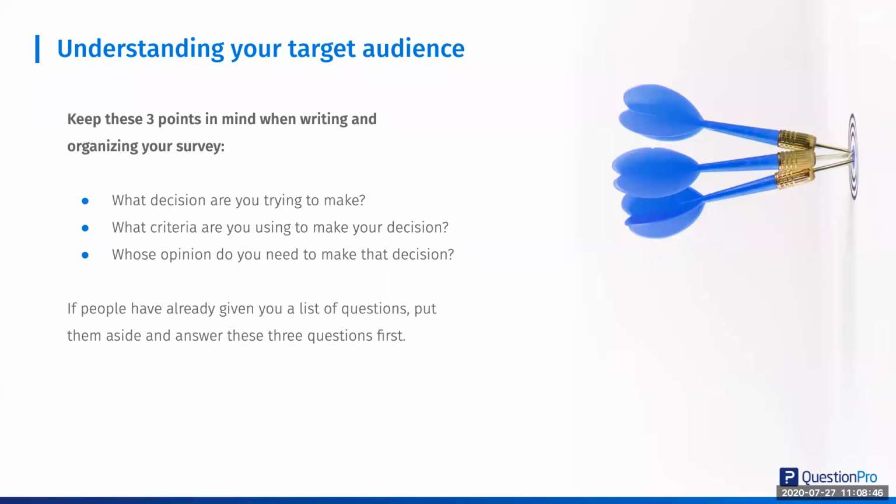So even if people have already given you a list of questions, set them aside and answer these 3 questions first. And then this will better enable you to really analyze the survey questions that you're creating, or if someone's giving you the list of questions. If you answer these, you can make sure that they apply to either the survey that you're writing or the survey that you are looking over or programming inside of QuestionPro.